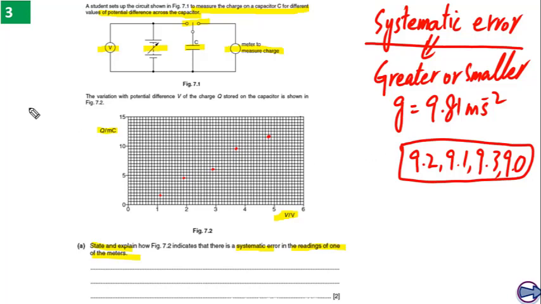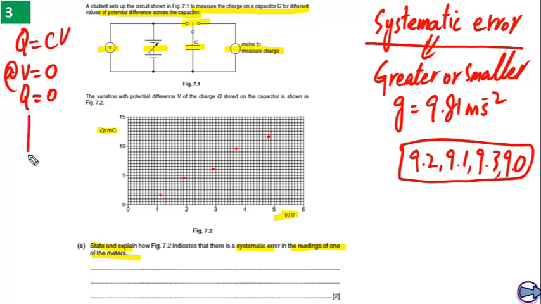To answer this question, we need to understand Q is equal to CV. This is telling us when the potential difference across the plates of the capacitor is equal to 0, the charge on the capacitor has to be equal to 0. And vice versa is also true. When there is no net charge on each plate of the capacitor, there will be no potential difference across the capacitor.